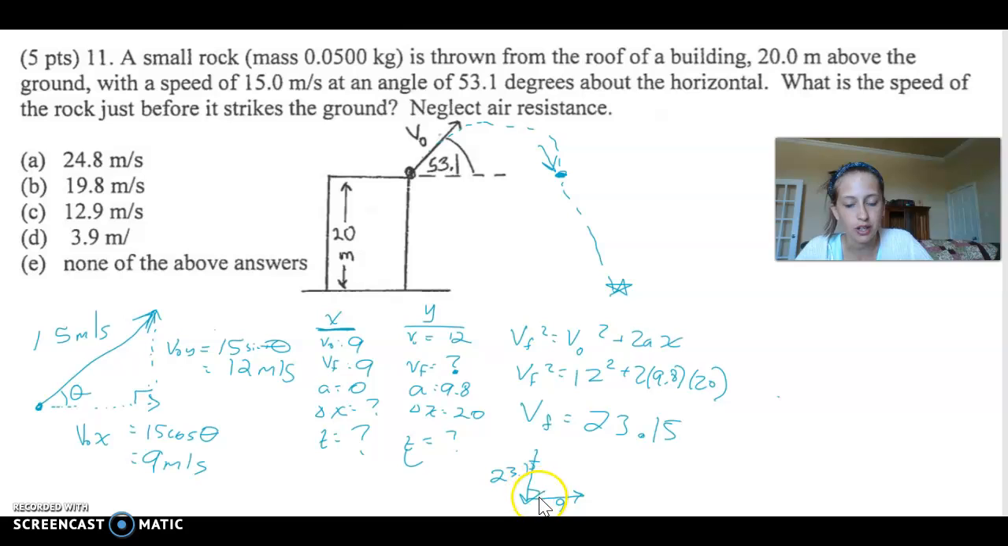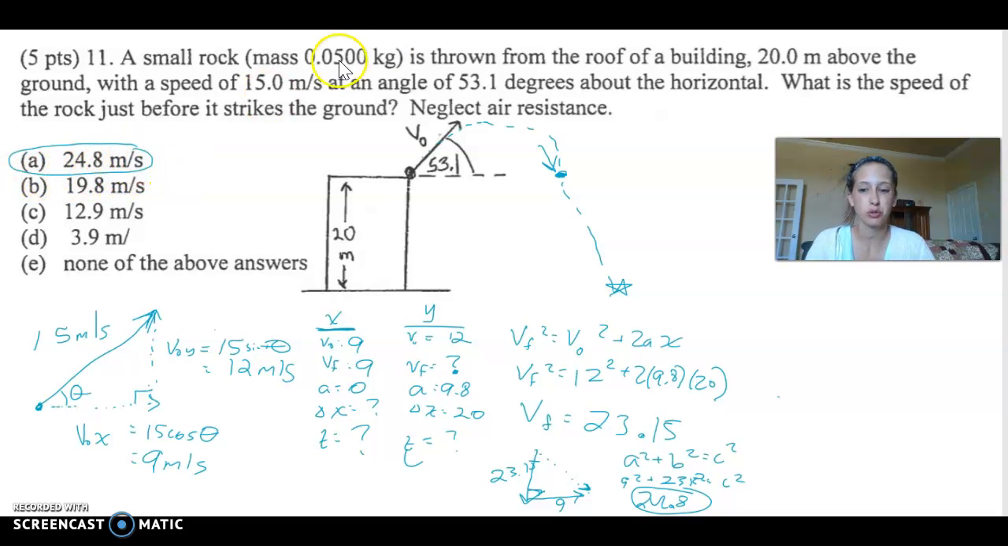So we need to figure out, that's a right angle, what's our final velocity here. I'm told y'all have a pinky up fancy formula. I told my kids to just Pythagorate. A squared plus b squared equals c squared, so 9 squared plus 23.15 squared equals c squared. Square them, add them, take a square root. You get 24.8. That's A.